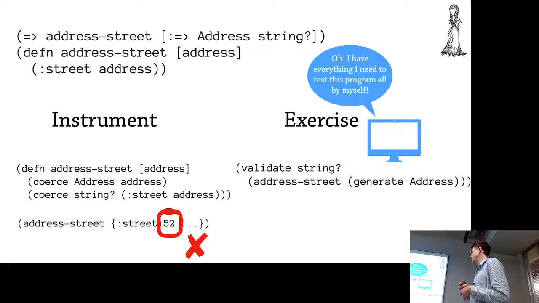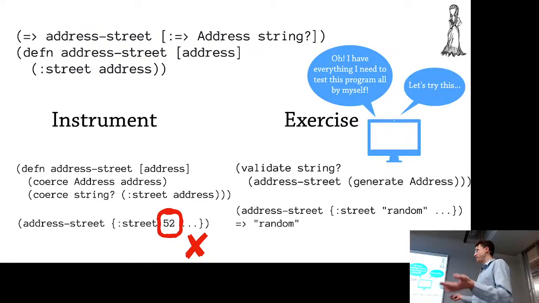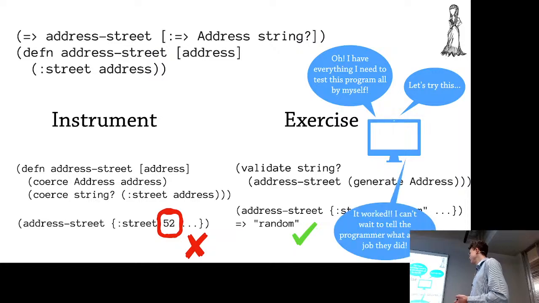So the computer's saying, oh great, I have everything I need to test this program all by myself. So let's just try this. Let's try generating a random address, and it's going to check whether the output is correct and the input is correct. And you can imagine if you leave this computer long enough, it's going to try a lot of different corner cases you've never thought of. And in the end, it worked. I can't wait to tell the programmer what a good job they did. That's what I hope Malli thinks of me when I write a good program.